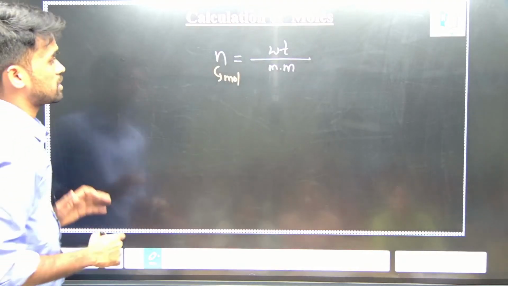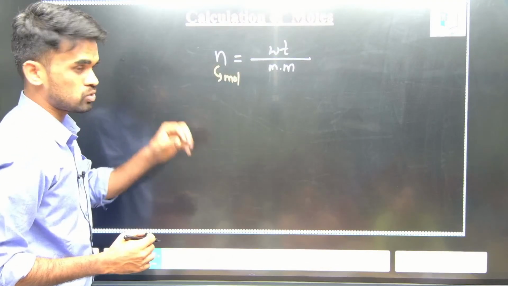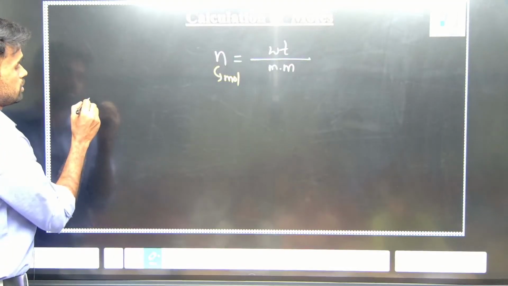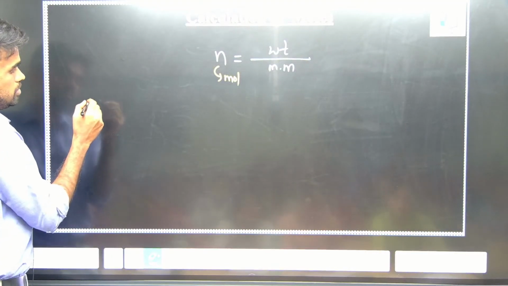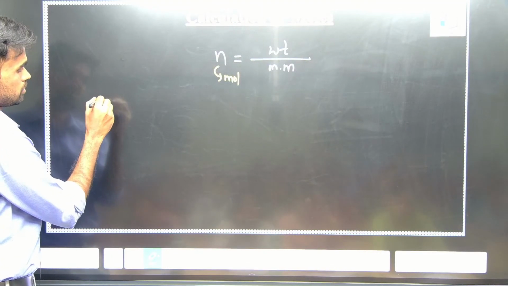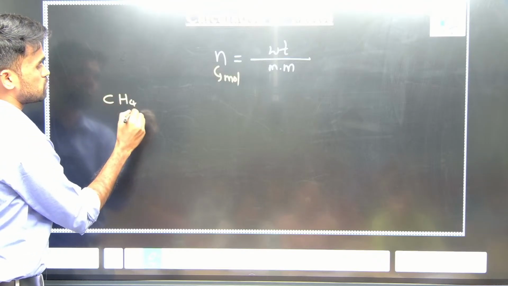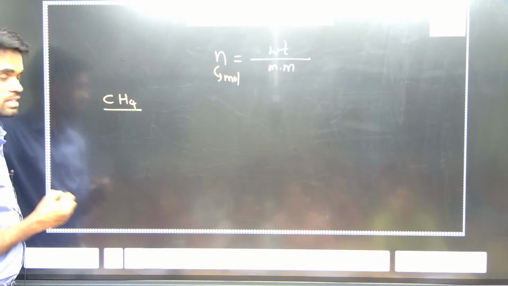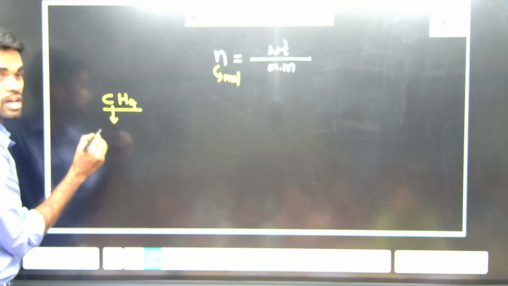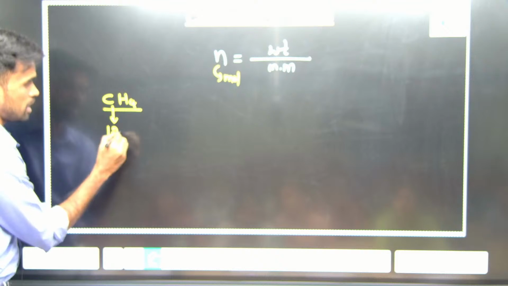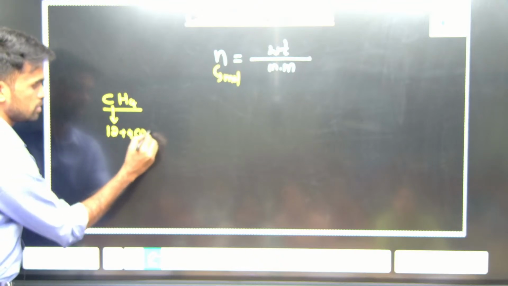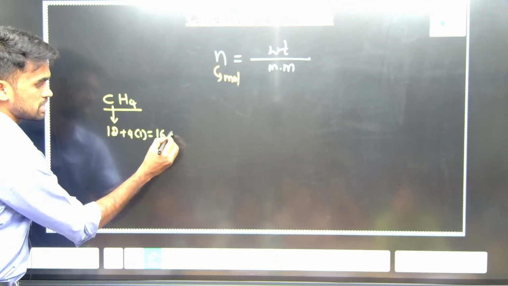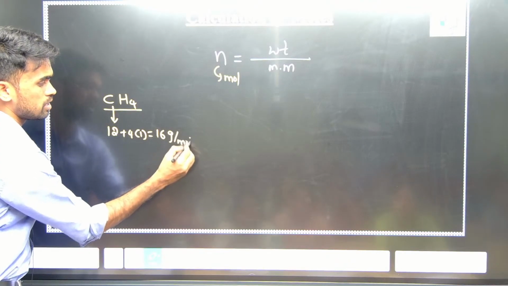Then next one. Let us take two or three examples so that you will feel clear. Now I am writing here: methane. What is its molar mass? Tell me first. How can we calculate that? 12 for carbon, 4 into 1, so it will be 16. So 16 gram per mole is its molar mass.